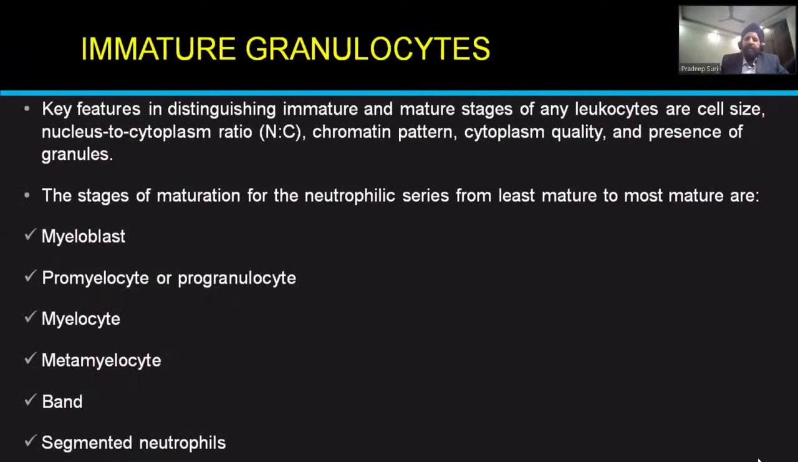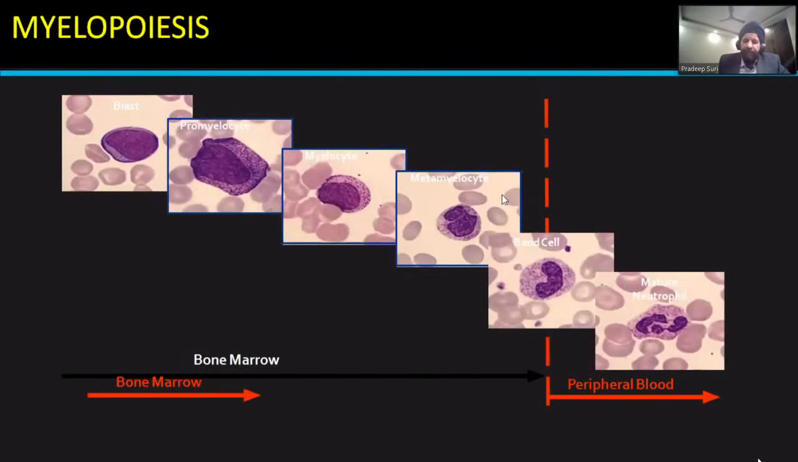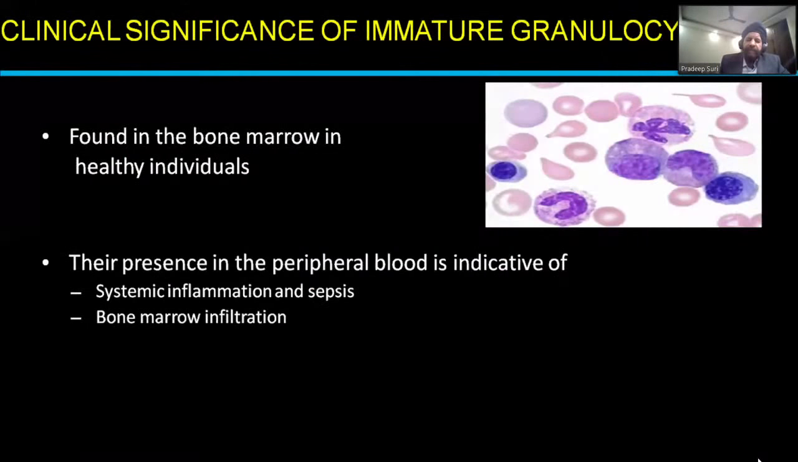So first coming to the immature granulocytes. The key feature in distinguishing immature and mature stages of leukocyte, we all know, is the NC ratio, chromatin, cytoplasmic quality, and the granularity, and we all know the stages of maturation of neutrophil from myeloblast right up to the segmented neutrophils. So in a peripheral smear, what we are likely to see is both the mature neutrophil as well as the band forms. But usually in a normal subject, we would see nothing left of it. But if we see the myelocytes, metamyelocytes, promyelocytes, and even blasts in a peripheral smear, we know that we are looking at either some systemic inflammation and sepsis or worse, bone marrow infiltration.